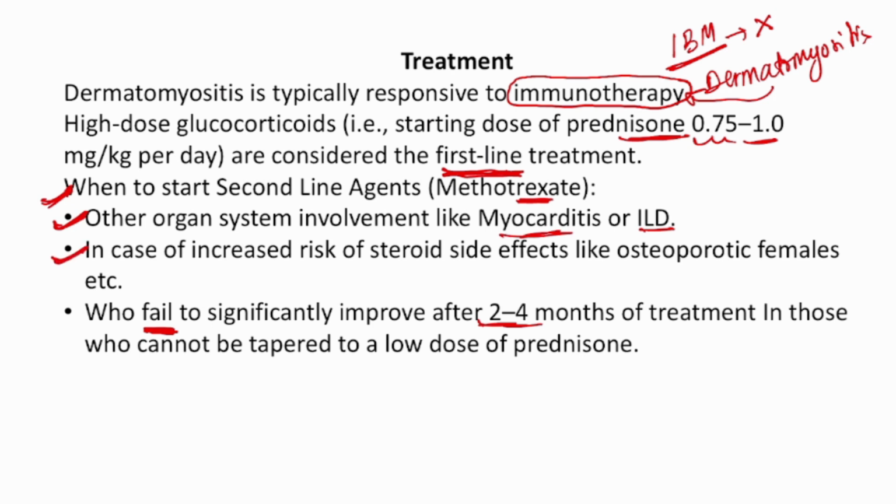When there is increased risk from steroids, we have to taper the steroids. For example, in osteoporotic postmenopausal females, we have to taper the steroids in those individuals. So we have to replace the steroids with methotrexate, or we have to taper the dose and add methotrexate so that the side effects of steroids can be minimized. In these cases, we have to add a second line agent. Very important to understand. This is also very important, right? So this is the treatment of dermatomyositis.